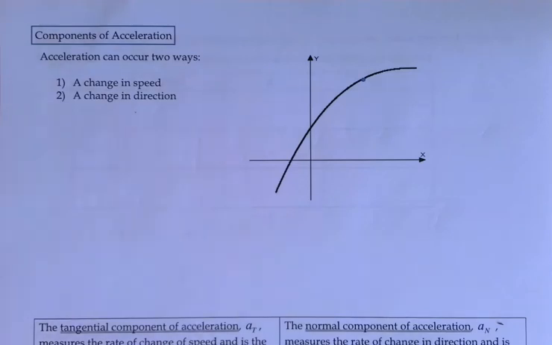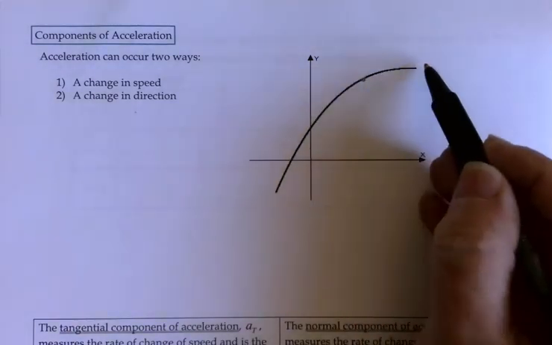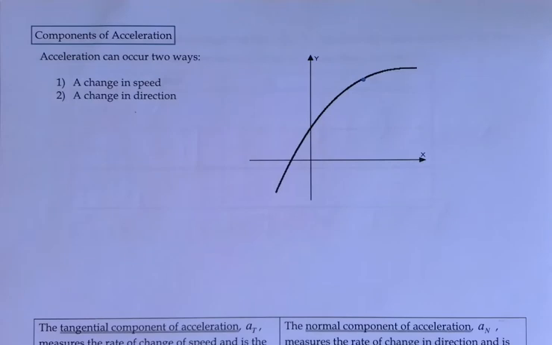This is the last part of section 11.9, and we're now going to look at components of acceleration. Usually we think of acceleration as a change in speed, but that's typically true when we think of ourselves moving in a straight line. If we're actually moving along a curve, acceleration can happen for two different reasons.